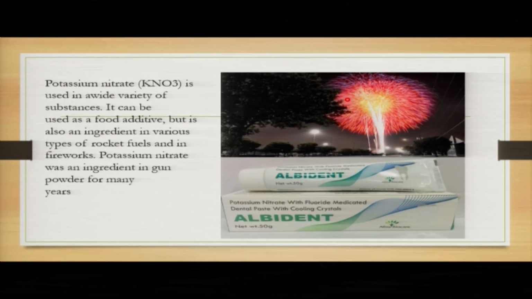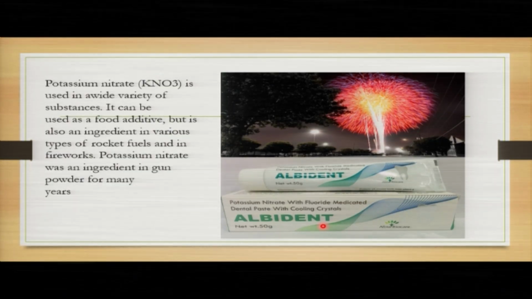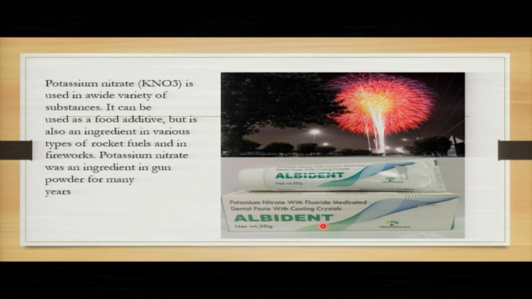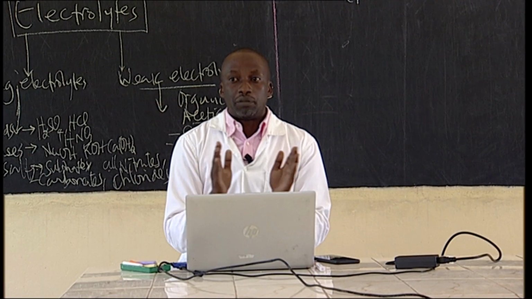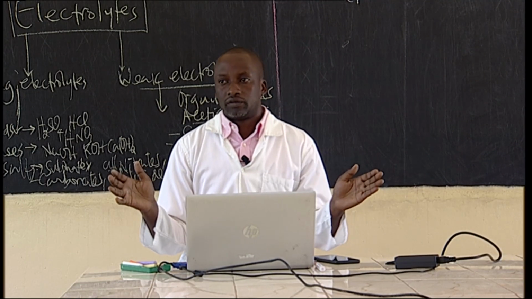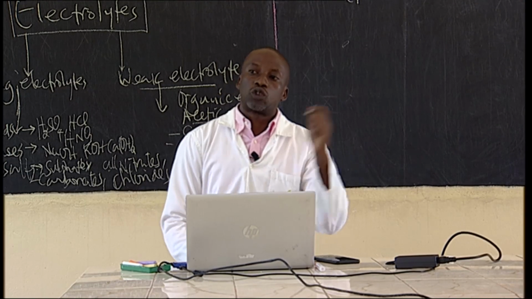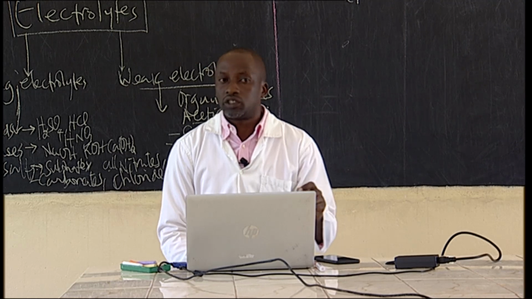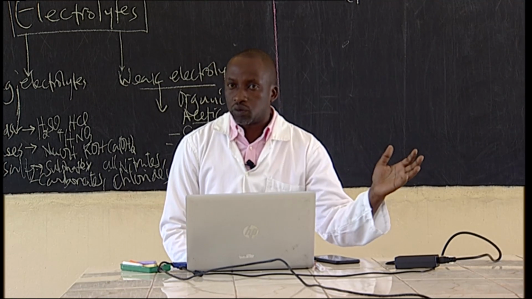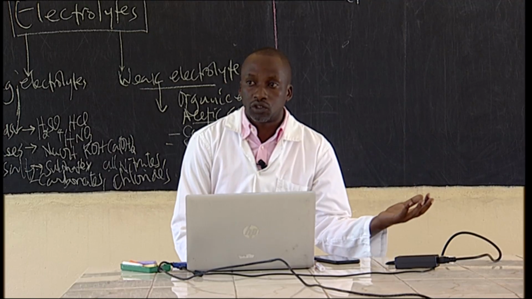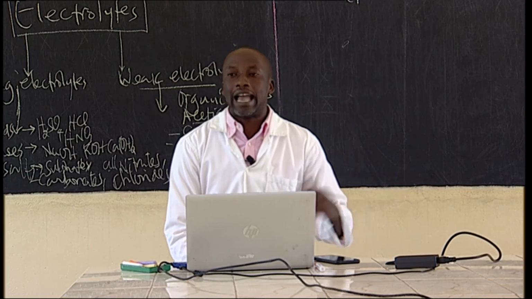We have potassium nitrate in the production of fireworks and even some toothpastes. You know the purpose of fireworks and toothpaste is very well known. So these are some of the salts, but not all of them. Please, you can also look at some other uses of salts, maybe like the carbonates. We have not mentioned the carbonates, some sulfates, and many others.